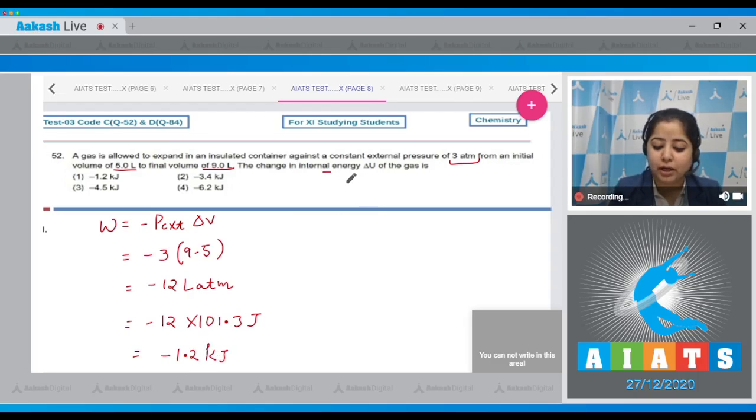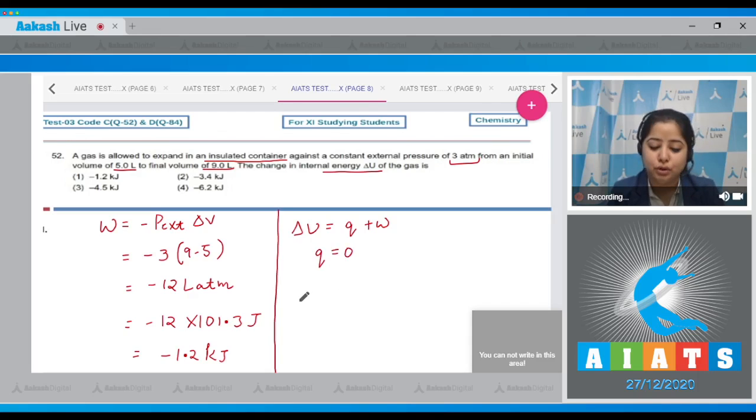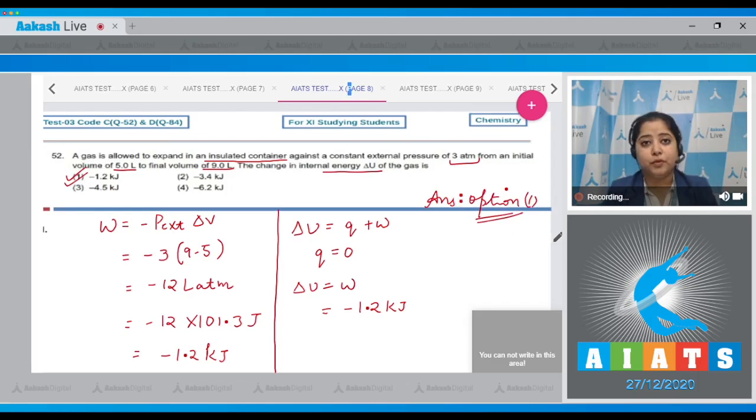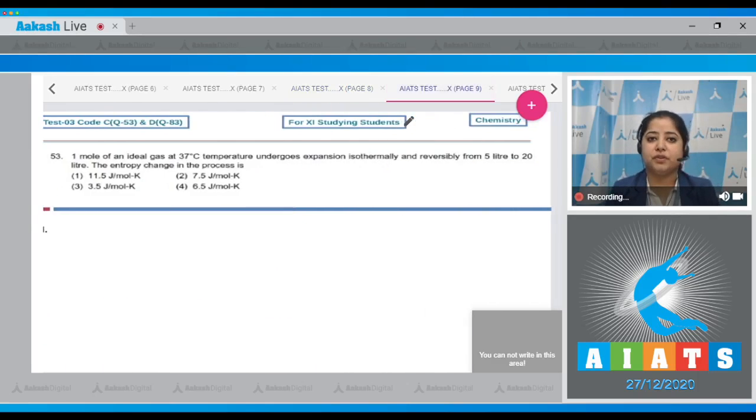Now student, we have to calculate delta U, and as you all know, delta U is equal to Q plus W. In this question, we are given an insulated container. That means Q is equal to 0. So delta U is equal to W, which is equal to minus 1.2 kilojoules. So the correct answer is option number 1. Here I'm writing, answer is option number 1. Moving to next question, which is question number 53.